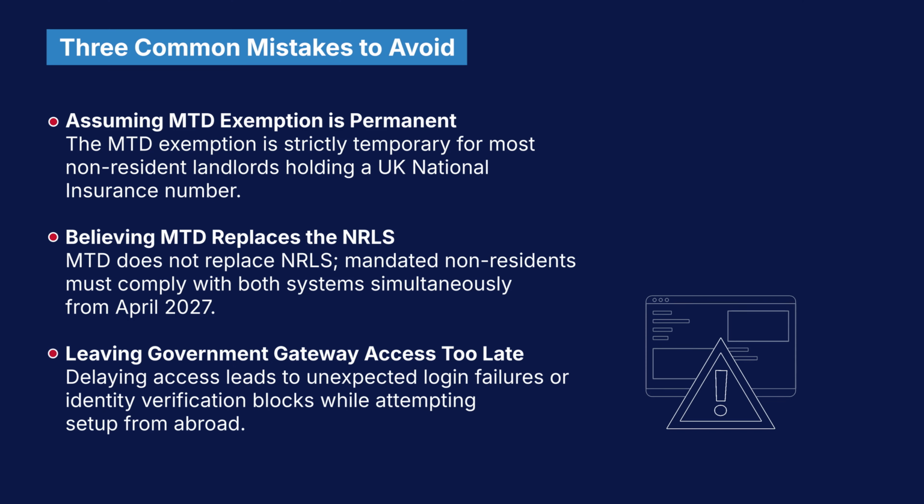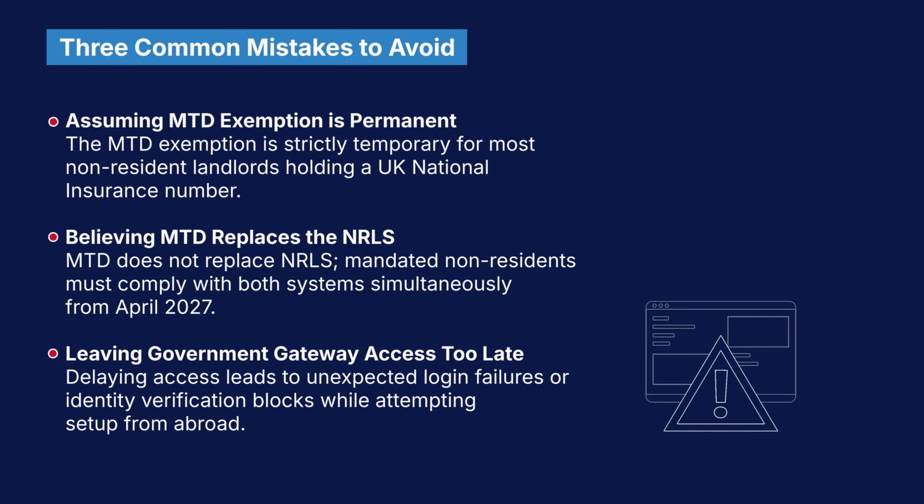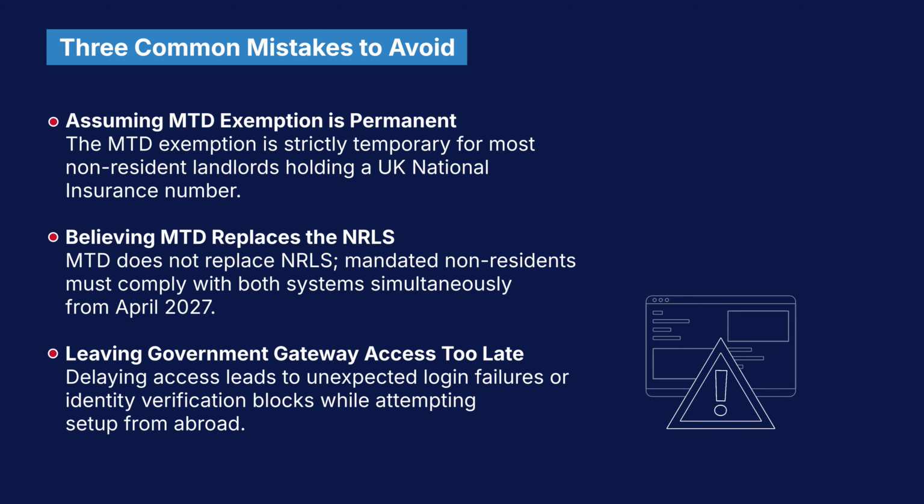Three common mistakes. One: assuming the MTD exemption is permanent. It isn't, for most. Two: assuming MTD replaces the NRLS. You must comply with both systems from April 2027. Three: leaving Government Gateway access until the last minute, then discovering you can't get in from abroad.